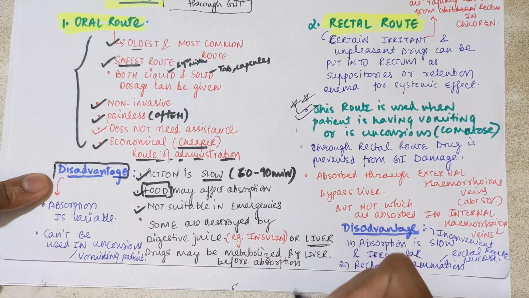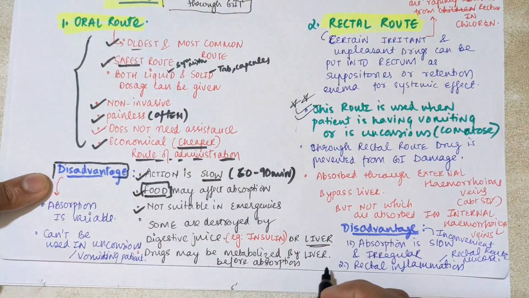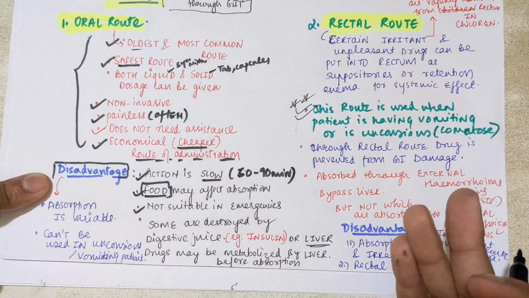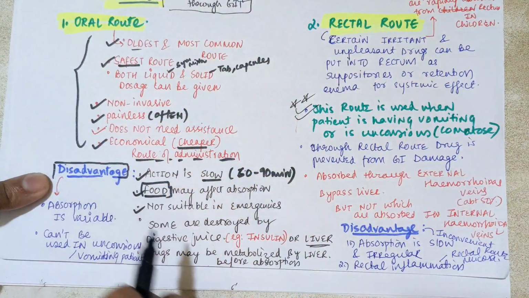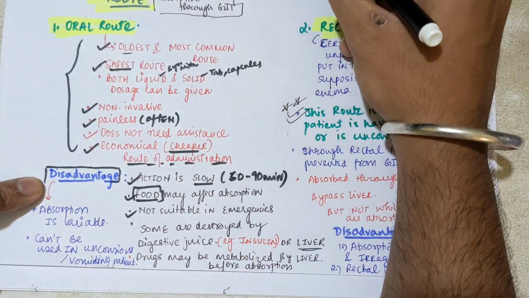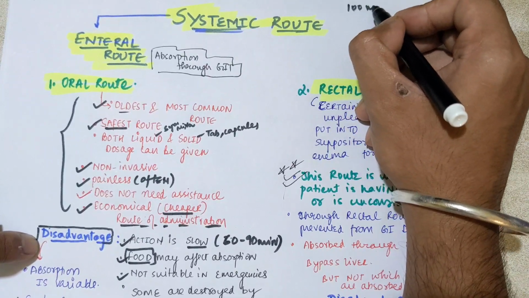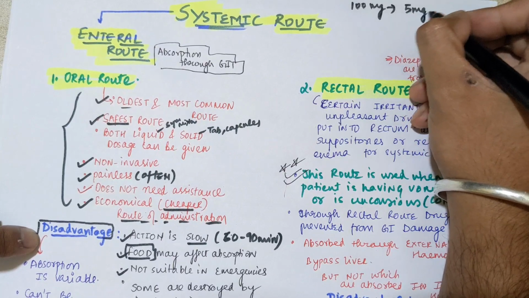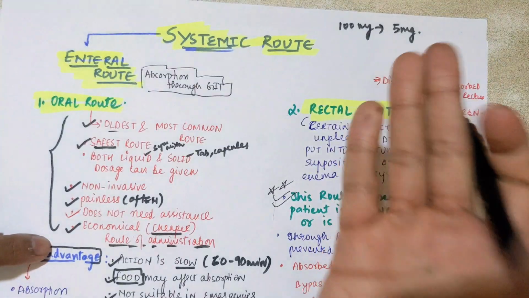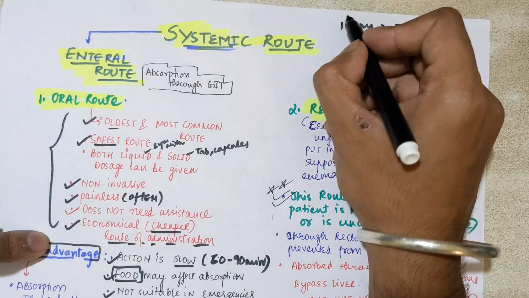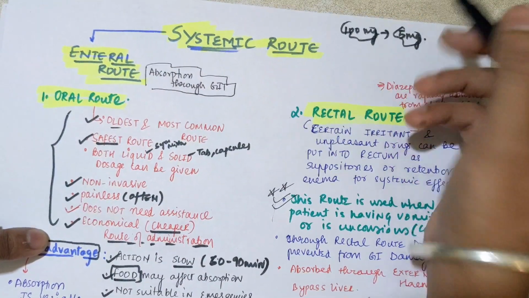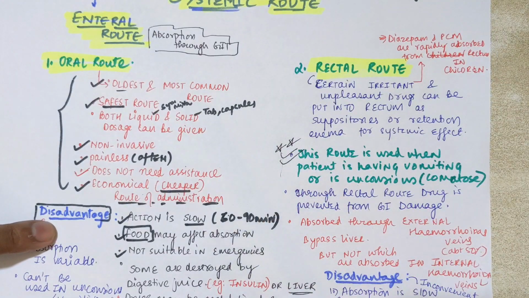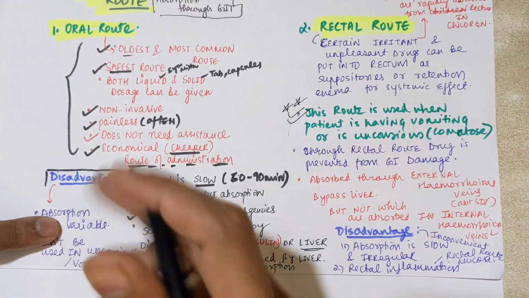Clear? And sometimes the drugs are also destroyed by the liver, that is the first pass metabolism. So the drugs may be metabolized by the liver before absorption. Sometimes the drugs are fully metabolized in the liver. If you have given 100 mg of drug through the oral route, you may be left with only 5 mg of drug after metabolization in the liver, so the effect is around nil. You have given 100 mg and you are seeing 5 mg of effect. So that is the case: the drugs may be metabolized by the liver before absorption.